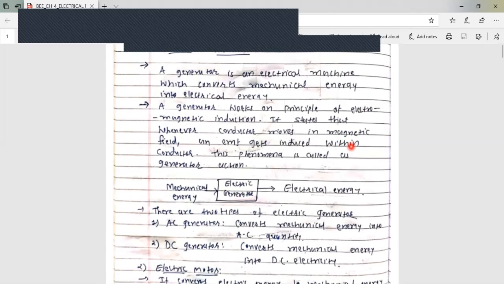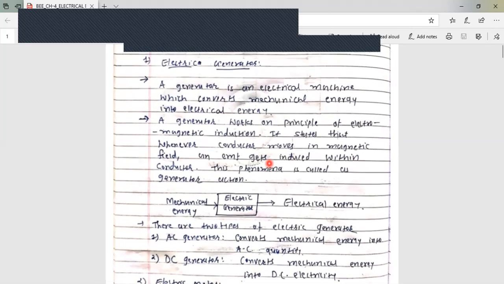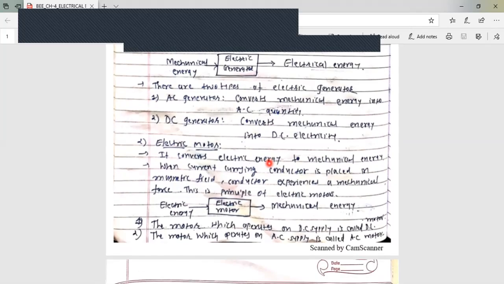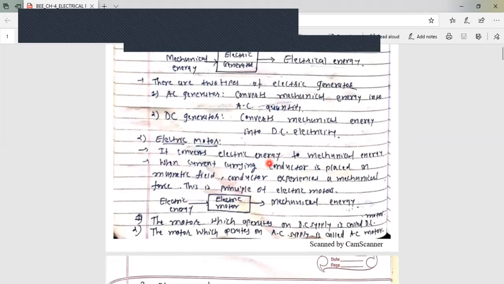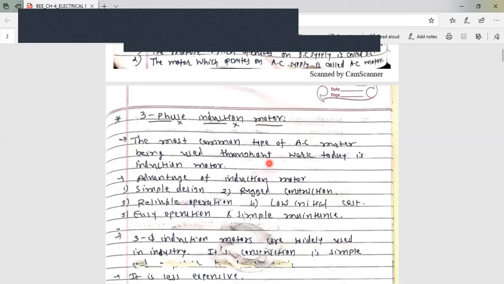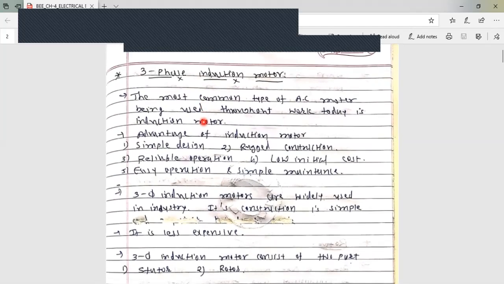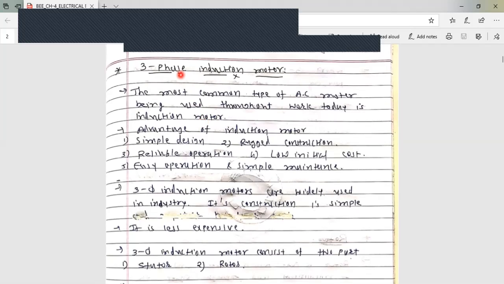So these two are the main classification of electrical machines. First is generator and second is motor. Now we will start our topic. The first machine is the three-phase induction motor. Today we will discuss the construction of the three-phase induction motor. In the next lecture we will discuss the operation and rotating magnetic field produced in the three-phase induction motor.